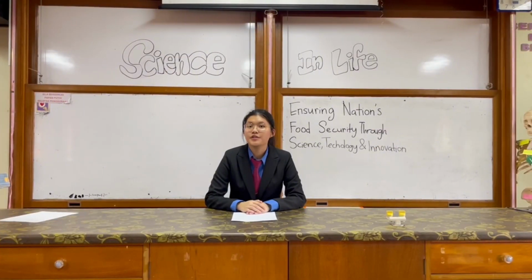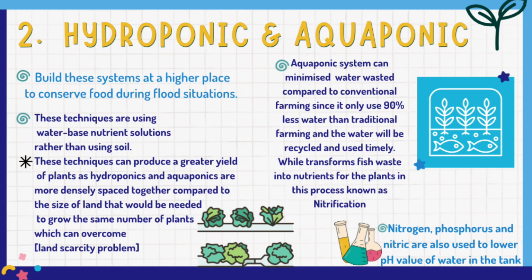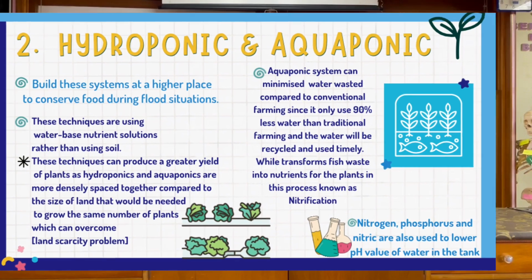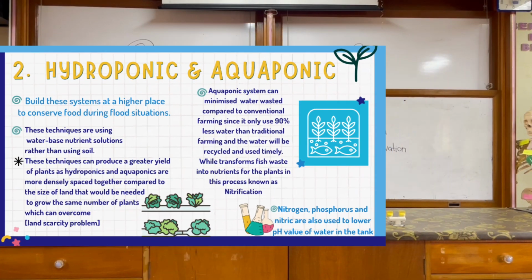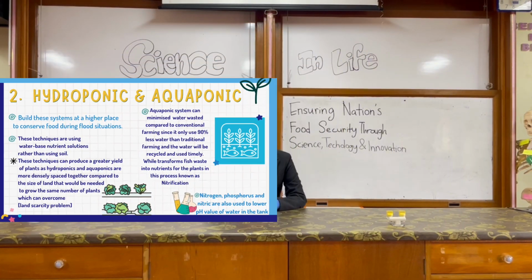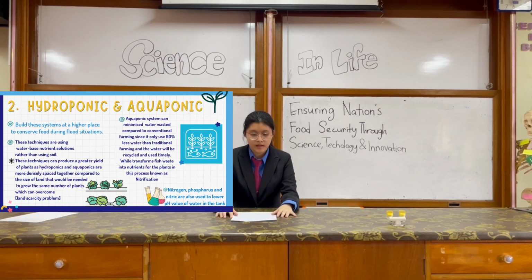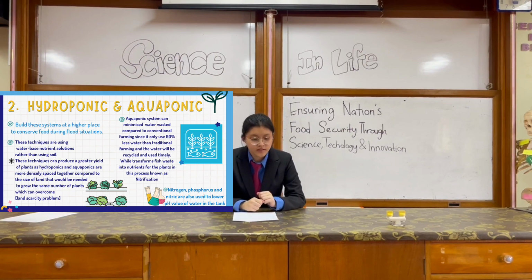Other than that, the use of hydroponic and aquaponic systems can also ensure food security. We can build this system at a higher location. It really helps in conserving food during flood situations. Then, these techniques can produce a greater yield of plants as hydroponic and aquaponic plants are more densely spaced together compared to the size of land that would be needed to grow the same amount of plants, which can overcome the land scarcity problem.